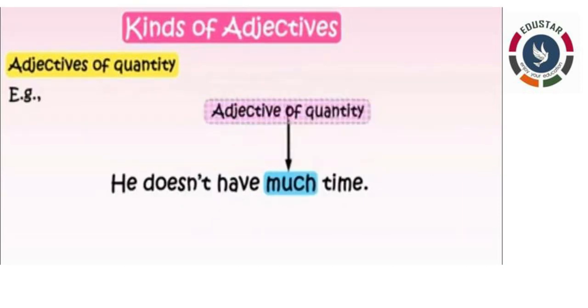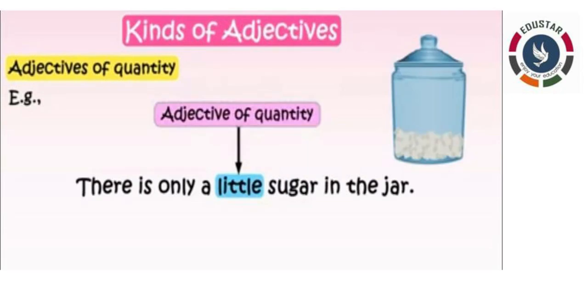He doesn't have much time. Here, much is the adjective of quantity. And your next example is, there is only a little sugar in the jar. How much sugar is there in the jar? Little. Your answer is little. So, little is the adjective of quantity.